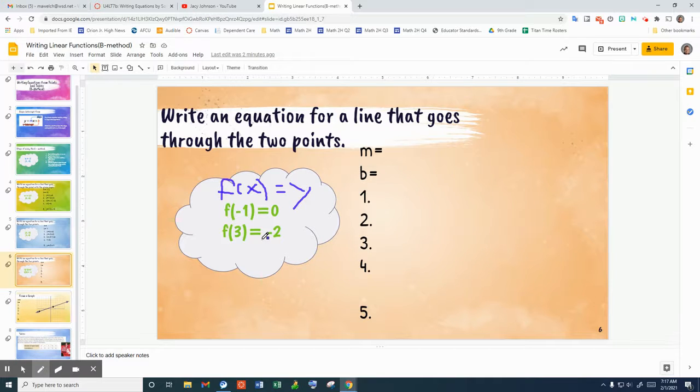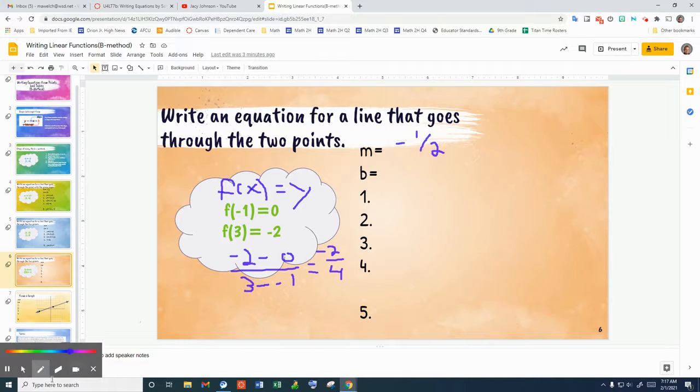First, we have to figure out the slope. So I'm going to subtract the y's, and then I'm going to subtract the x's. So I have -2 minus 0 divided by 3 minus a -1. -2 minus 0 is -2, over 3 minus a -1, which is 3 plus 1, which is 4. This simplifies to -1 over 2. And I found my slope.